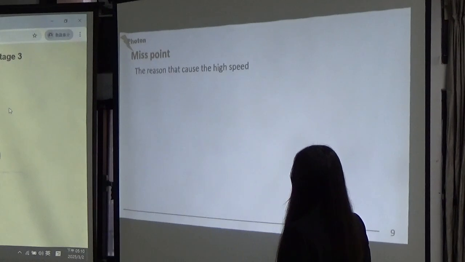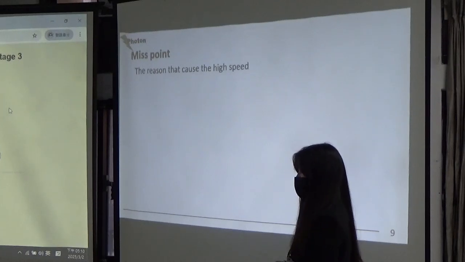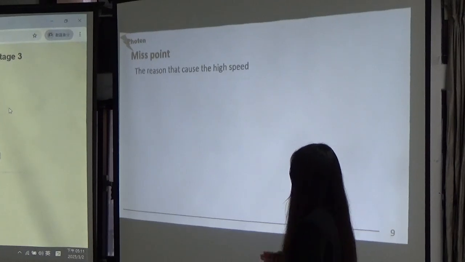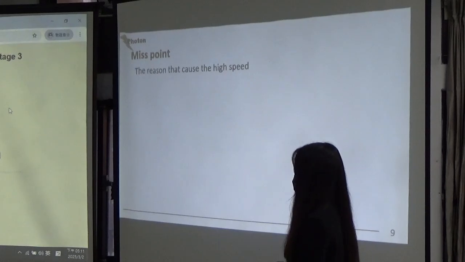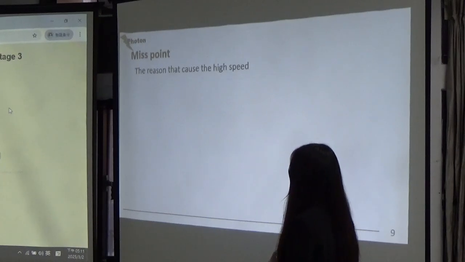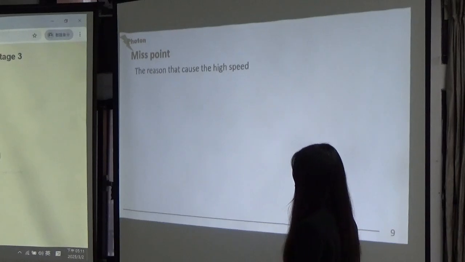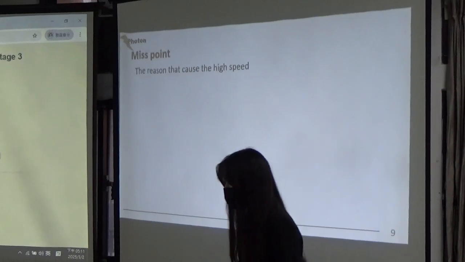About the meeting point, I think the opponent didn't, in discussion time, talk about the reason that caused the high speed. Because in the problem statement, I think we should focus on the high speed, and I think the mass being pretty small and the elastic potential energy transforming into kinetic energy is most important. Thank you.